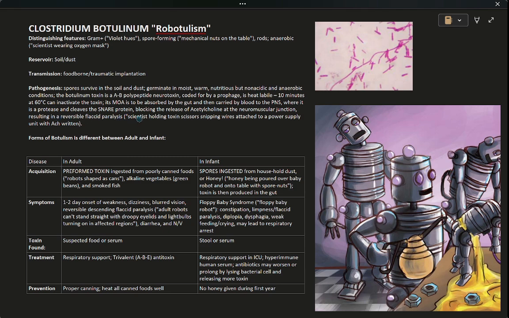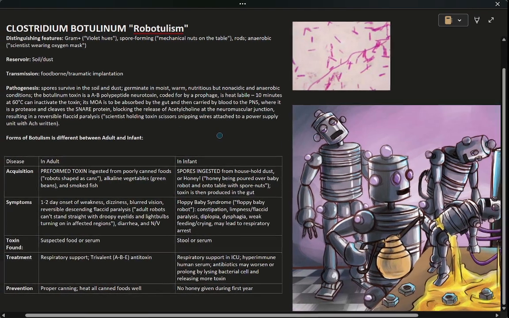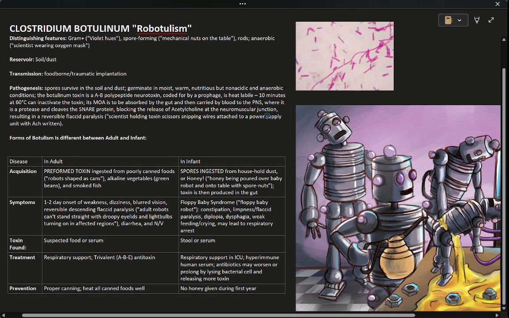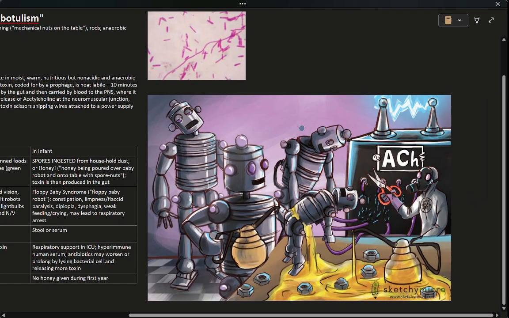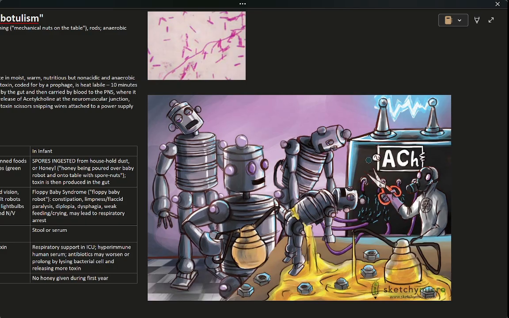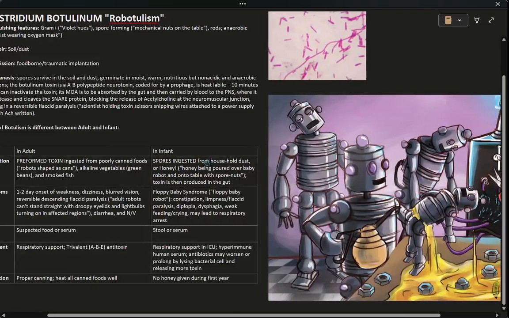You can remember this by thinking about the scientist holding the toxin scissors, snipping the wires that are attached to a power supply unit with the ACh written. This stands for acetylcholine. So here's a scientist snipping the wires attached to a power supply.